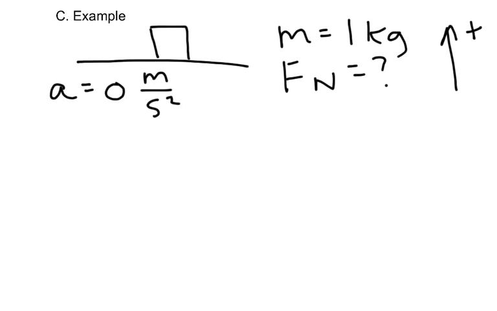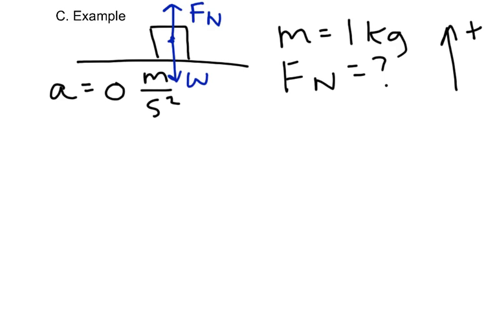The next thing we need to do is draw a free body diagram. So we will draw a little dot in the center of my block. And there are two forces acting on this block. One is down and one is up. The one down is the weight of the block, and the one acting upward is the normal force.